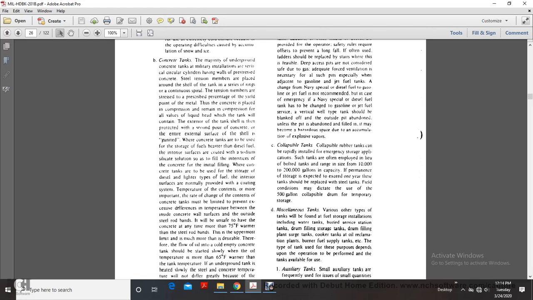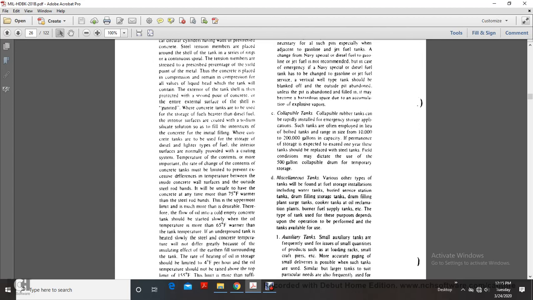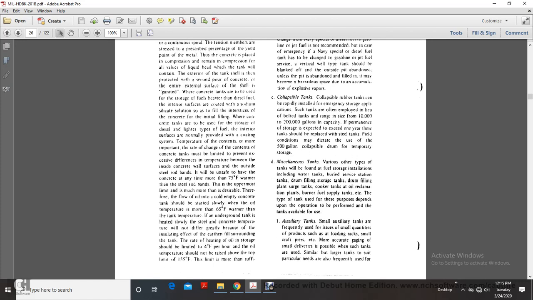The temperature of the contents is important, but the rate of change of the temperature of the contents of the concrete tank must be limited to prevent excessive difference in temperature between the inside concrete wall surfaces and the outside steel rod bands. It is unsafe to have the concrete at any time more than 75 degrees colder or warmer than the steel rods, and the uppermost limit is more desirable. Therefore the flow of oil into the cold empty concrete tank should be started slowly when the oil temperature is more than 65 degrees Fahrenheit warmer than the tank temperature.